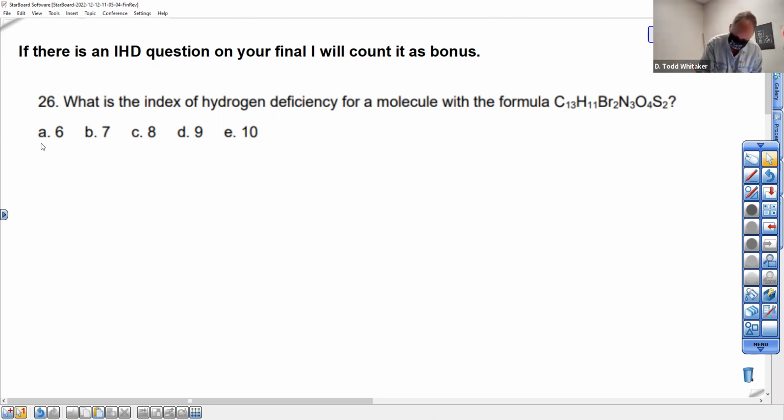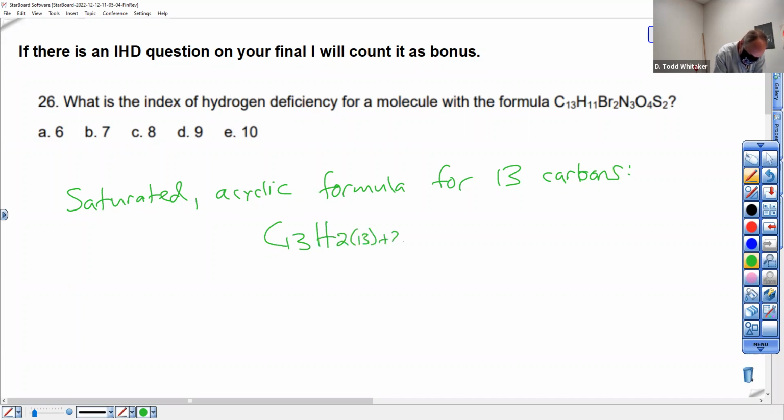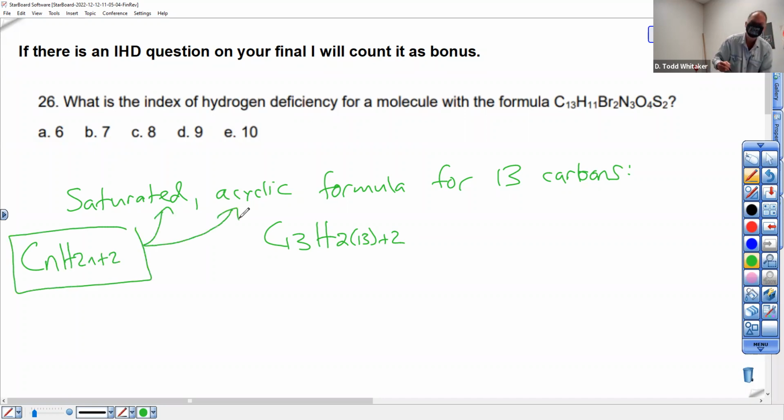Well, you need the formula for a saturated acyclic formula for 13 carbon. C13H2 times 13 plus 2, the only formula you're memorizing. CnH2n plus 2 is for what? It's for saturated acyclic molecules containing just C and H.